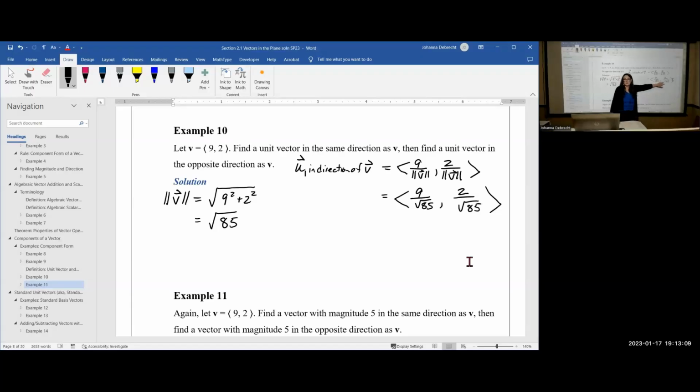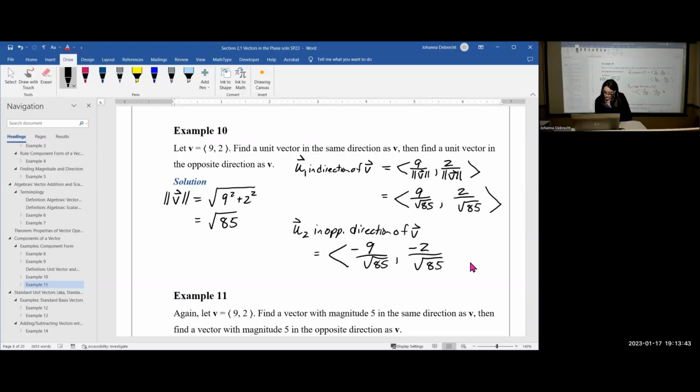Now, how do I take a unit vector in the opposite direction? Well, once I have a unit vector in the same direction, all I have to do to get one in the opposite direction is multiply by a -1. The 1 won't change the length, but the negative will change the direction to the opposite. So we'll call this u2, in opposite direction of v. And this is going to be negative 9 over the square root of 85, comma, negative 2 over the square root of 85. Whatever the components are, just take the opposite of each one. In this case, they were both positive, so they become both negative.